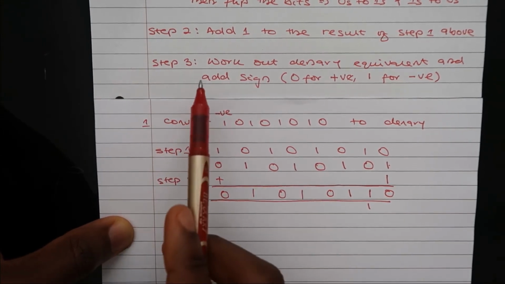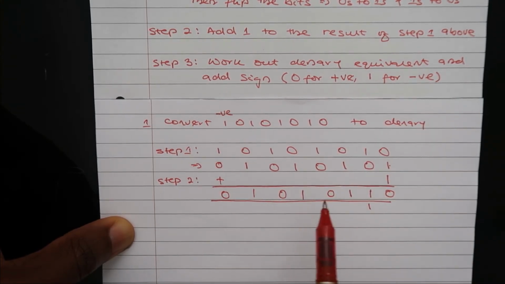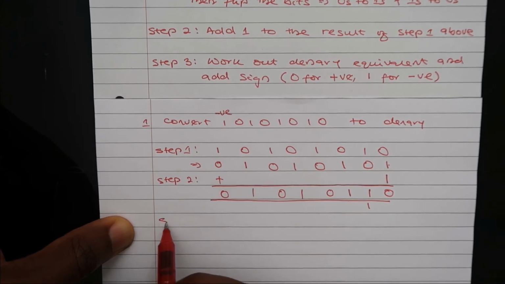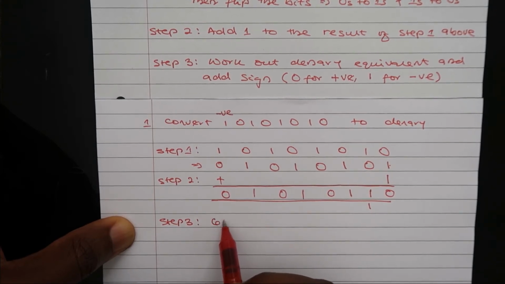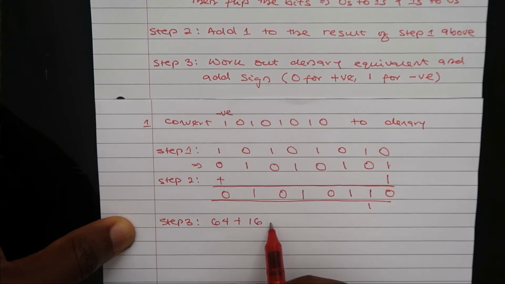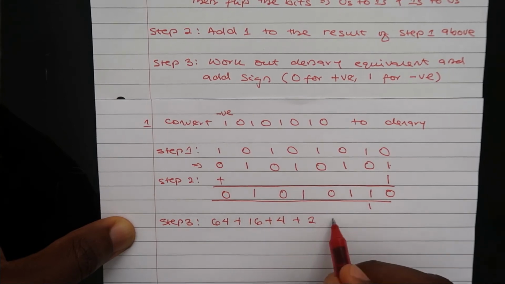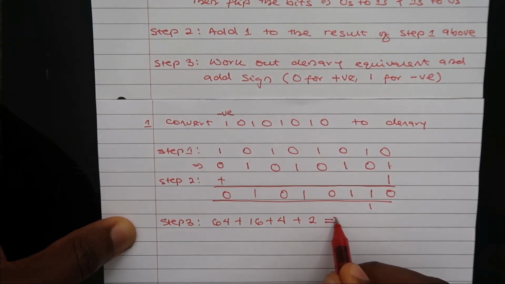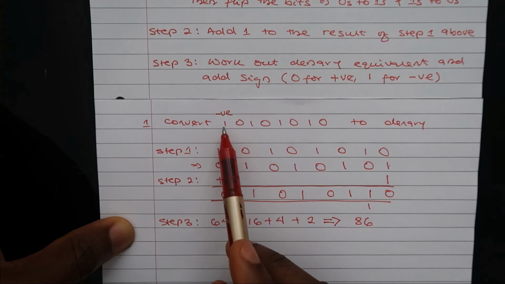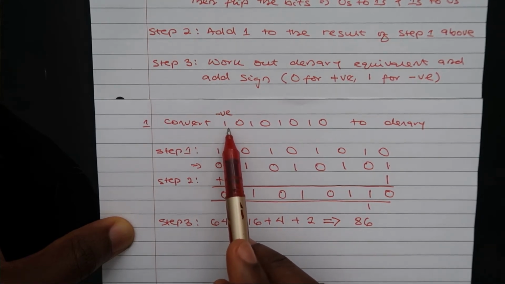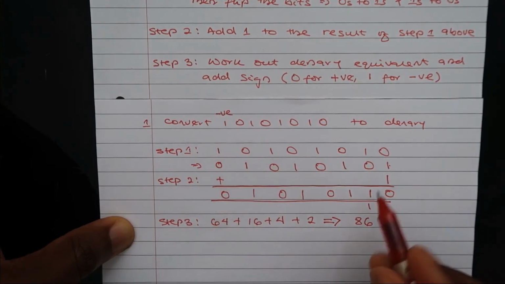And in step 3, we need to work out the denary equivalent of this value. So for step 3, I know the numbers I need to add will be 64 plus 16 plus 4 plus 2. If I add all of these numbers together, I'm going to get 86. Now don't forget, in step 1 we took note that this 2's complement value we're working with is a negative number. So we put our sign here.